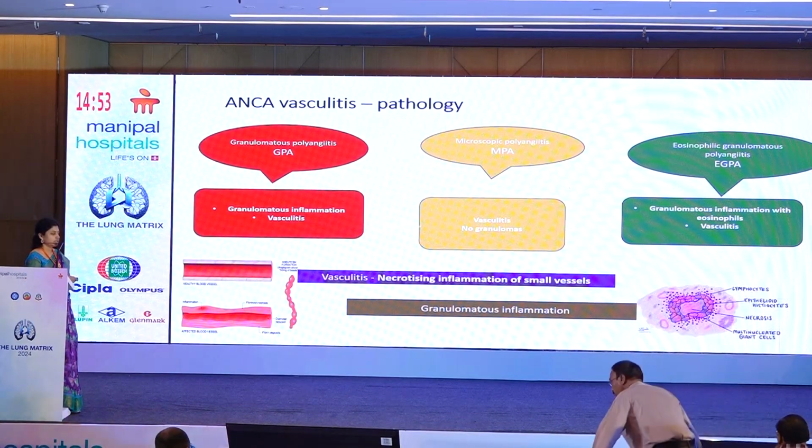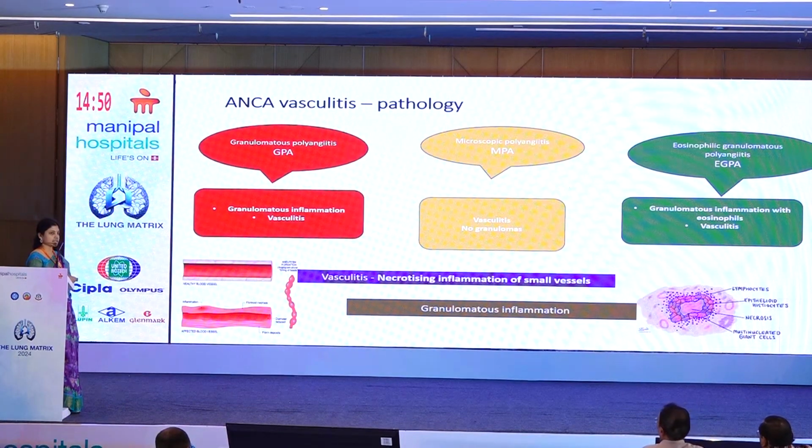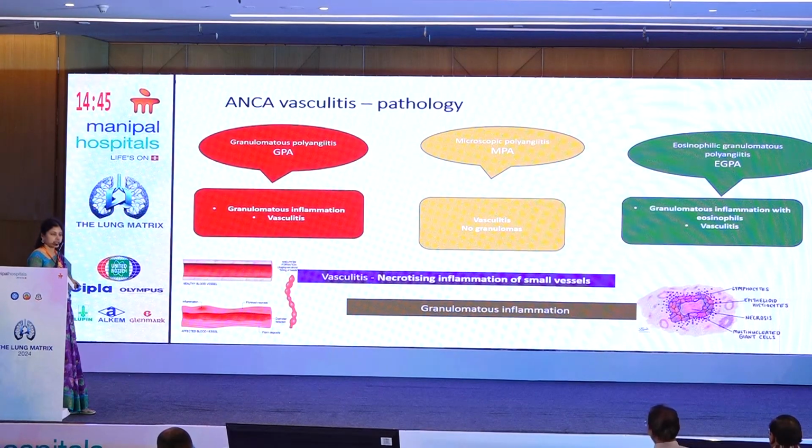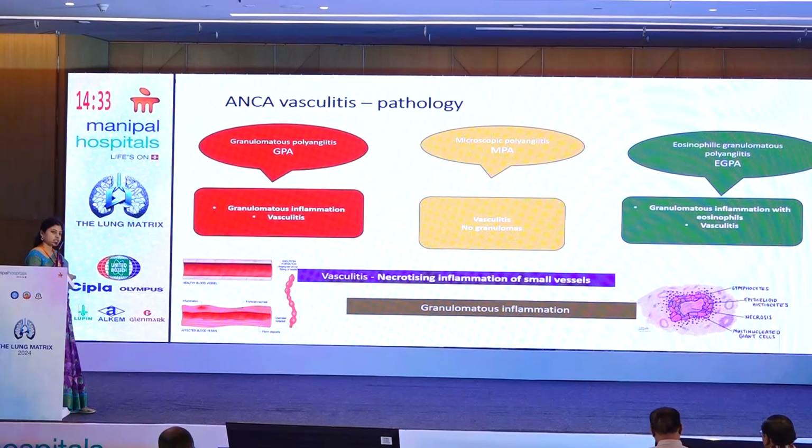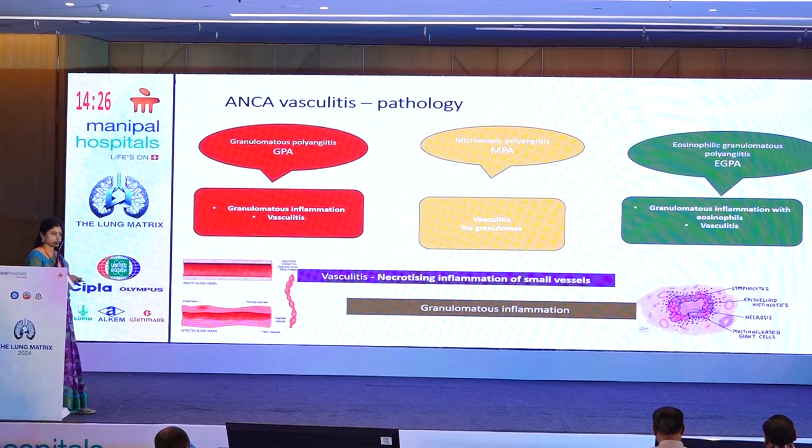In GPA, we see vasculitis as well as granulomatous manifestation. Whereas in MPA, we see only vasculitis, there are no extravascular granulomas. In EGPA, we see both vasculitis as well as granulomas. But the difference between the granulomas in GPA and EGPA is that they are predominated by neutrophils in GPA, whereas in EGPA the granulomatous inflammation is predominated by eosinophils. So whenever you see a biopsy to diagnose ANCA vasculitis, we should see either vasculitis or granulomas.